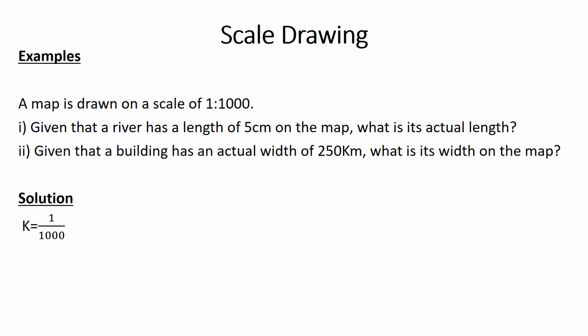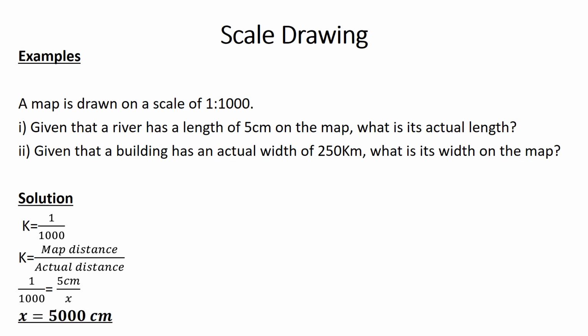So here's the solution. Our K from what we have been given here is 1 to 1000. Once you have the K, everything becomes easy. Remember, the formula for K is map distance over actual distance. So on the left, we're going to put 1 over 1000. Then for question 1, we've been given map distance, we're looking for actual distance. So on map distance, we're going to put 5 centimeters. On actual distance, we can put X or anything. Then we solve for the unknown. So we're going to have this. When we cross multiply, we're going to have 5000 centimeters as the actual distance.